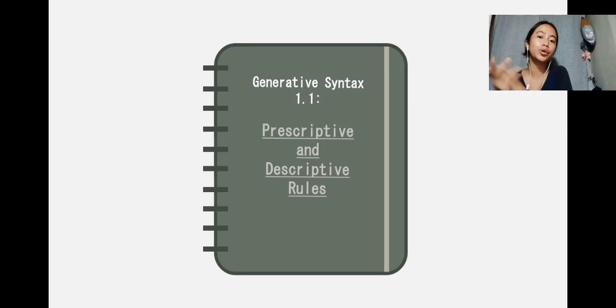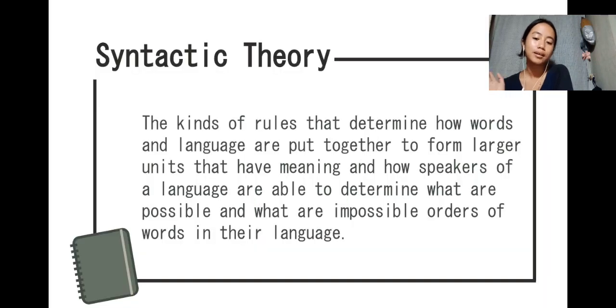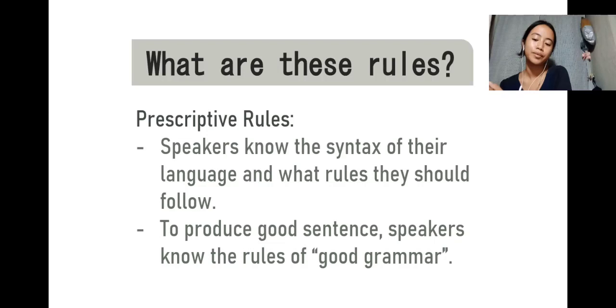For today's video, we are going to discuss generative syntax, the prescriptive and descriptive rules. So first, let us define what is syntactic theory. The kinds of rules that determine how words in a language are put together to form larger units that have meaning, and how speakers of a language are able to determine what are the possible and impossible orders of words in their language. So what are these rules?